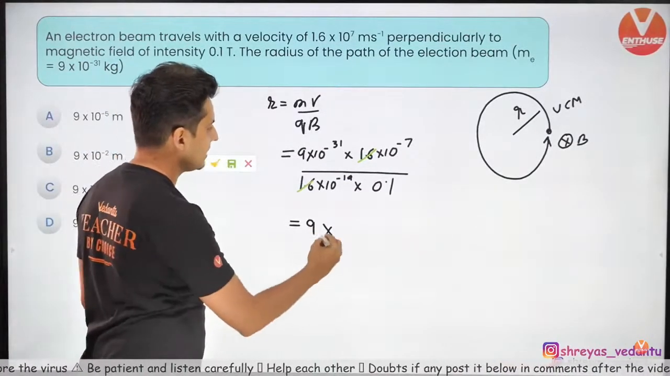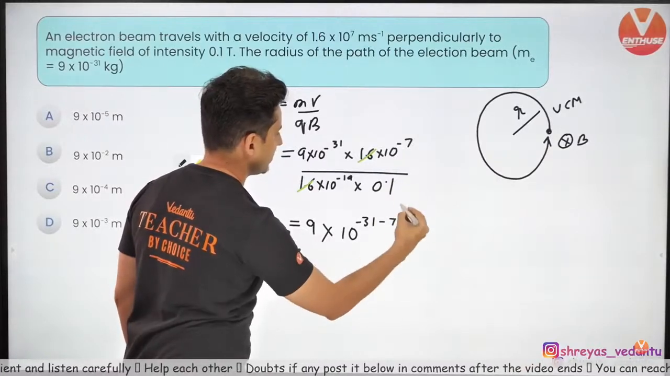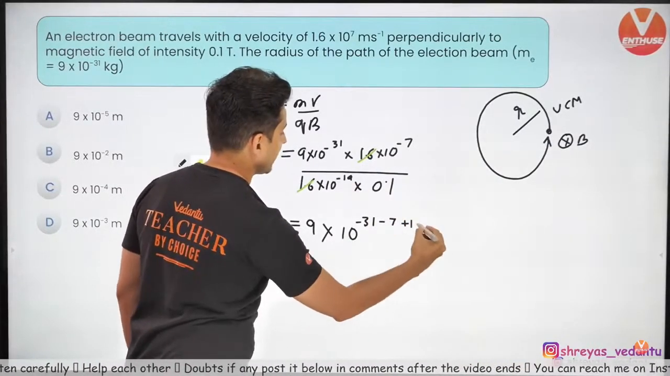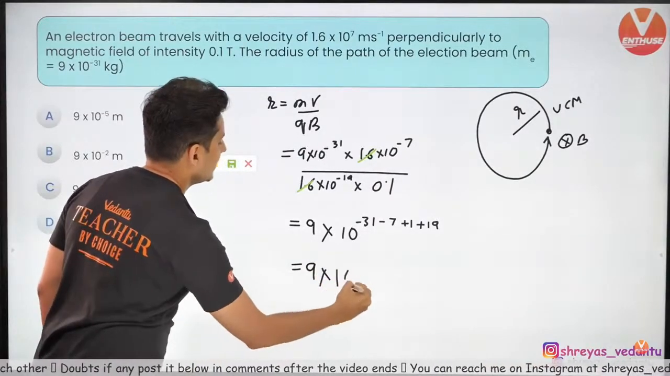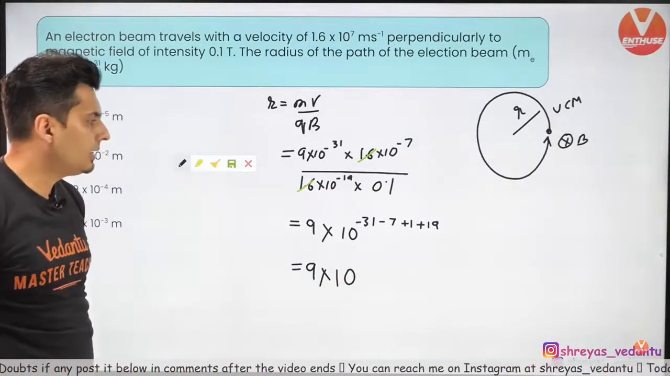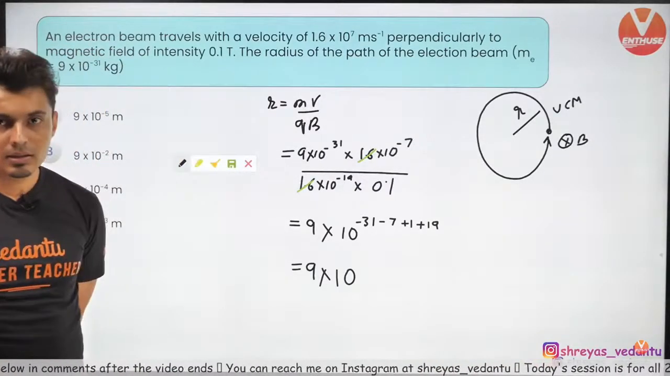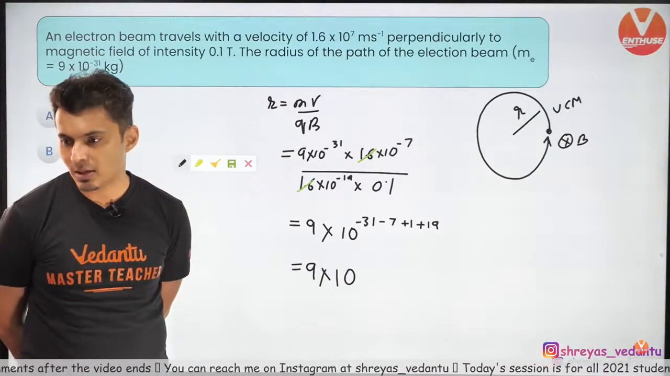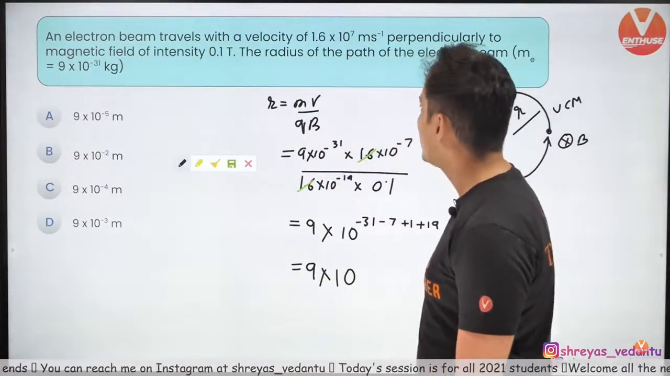Let's see if we can do this quickly. 10 to the power minus 31 minus 7. This will go on the top, it will become plus 1, and this will become plus 19. See how much is this power? 10 to the power 19 plus 1, 20. 20 minus 7. Come on guys, do this. How much is it? C for sure? Very good.